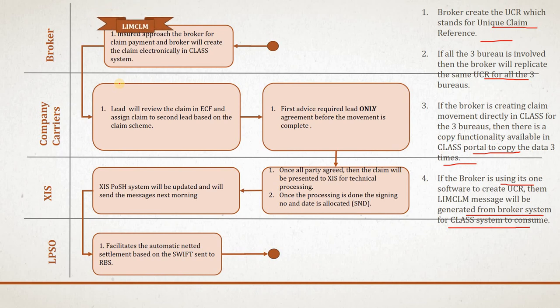The LIMCLM message is the first message if the broker is using their own system. And then you have the other messages called LIMCLM and the ILUCSB, which is a settlement message, and LIMCLM stands for the claim movement messages, along with the other messages which I already discussed. Say for example, we have IPC DSM, IPC CCM, then we have ILUCSM, ILUCSB, LIMCLM message. So the system will generate all the messages, but since we are talking about the claim messages, I mentioned LIMCLM and the ILUCSB, which is a settlement message. The rest of the process remains the same.